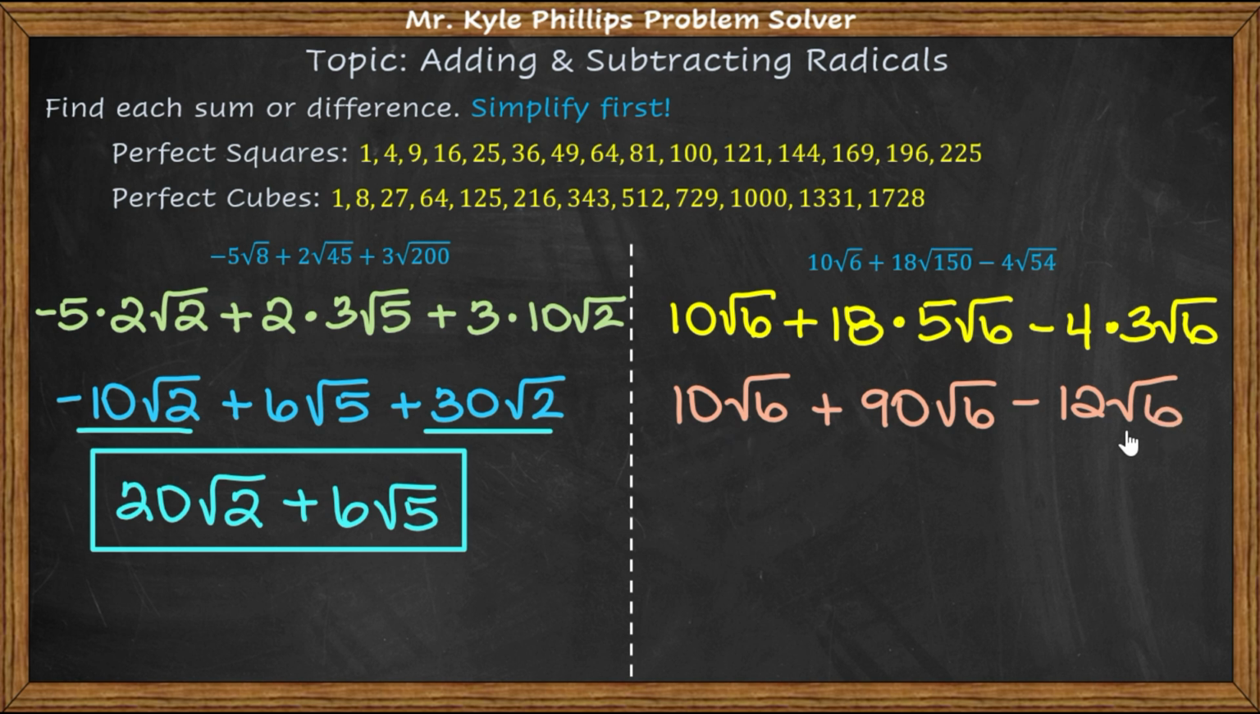And now all three of these have a square root of 6. So I need to say 10 plus 90 minus 12. So 100 minus 12 is going to give me 88. So here my solution is going to be 88 root 6, and that's going to be my solution.